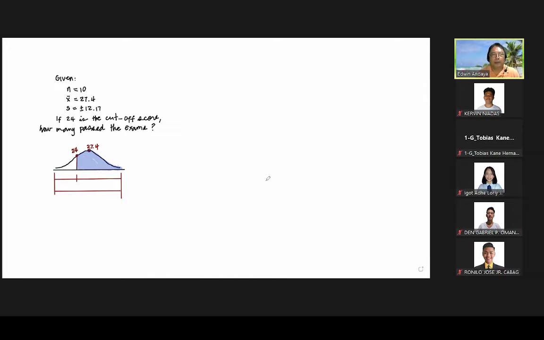Okay. Shaded by blue. That is our area occupied by the number of the students who pass the exam.